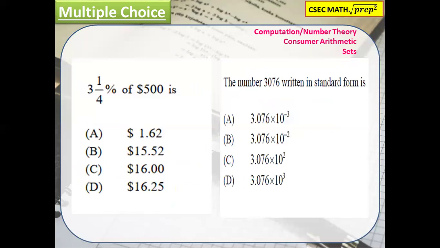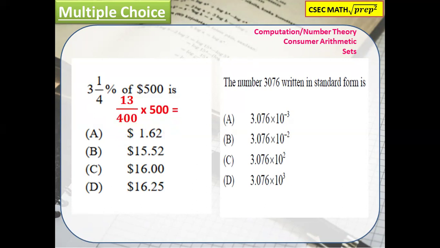The next 2 questions. All right, so we have 3 and 1/4 percent of 500. Naturally, we know that percent means out of 100. Since this is a mixed fraction, we're going to be converting it to improper by multiplying the whole number by the denominator here. So 3 times 4 is 12 plus 1 is 13. Given that percent is out of 100, we'd have to multiply the denominator by 100. So it's 13 over 400 actually.